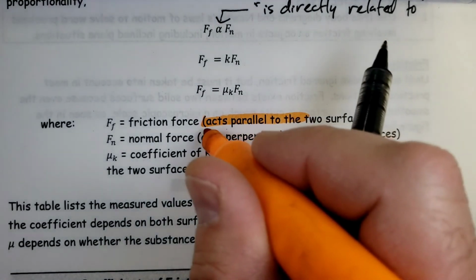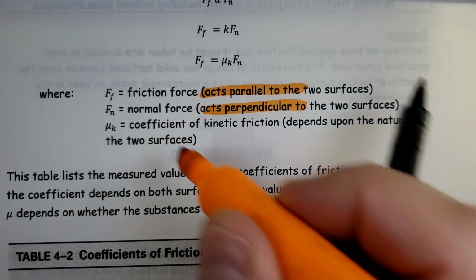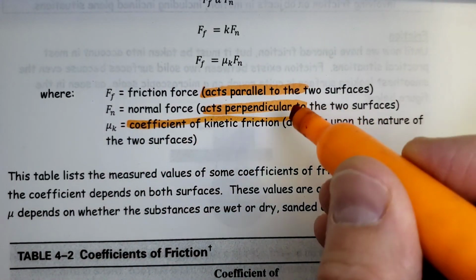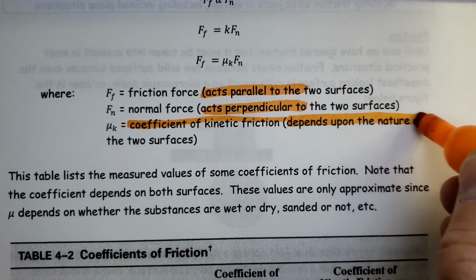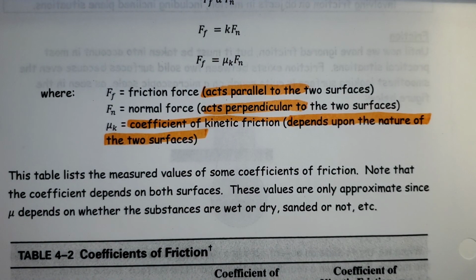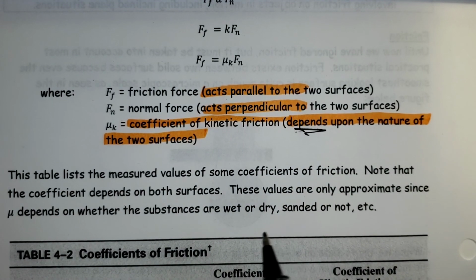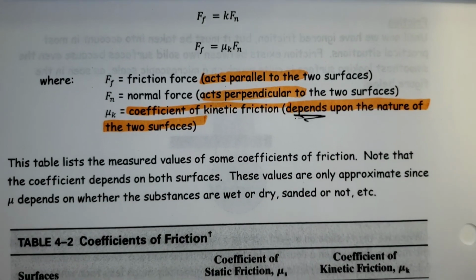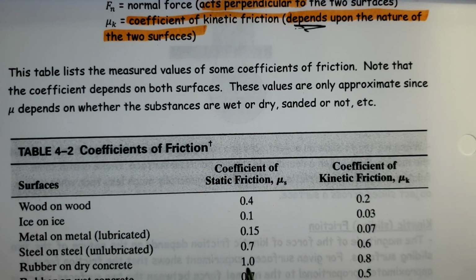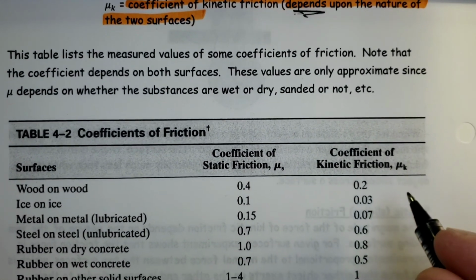Normal force acts perpendicular, of course. And this mu k is called the coefficient of friction. It's a number, and it's really the constant of proportionality that depends upon the nature of the two things that are sliding past each other. So if we look over here, I have a table that illustrates the value of the coefficient of friction between various substances.